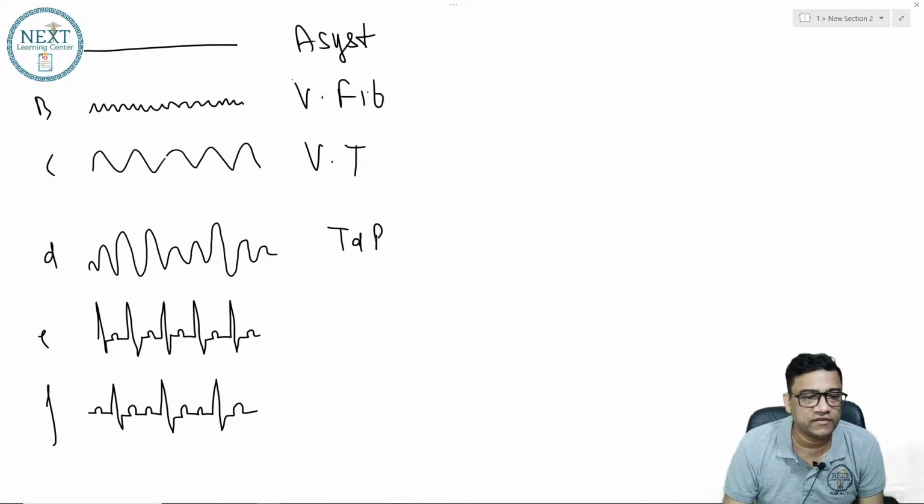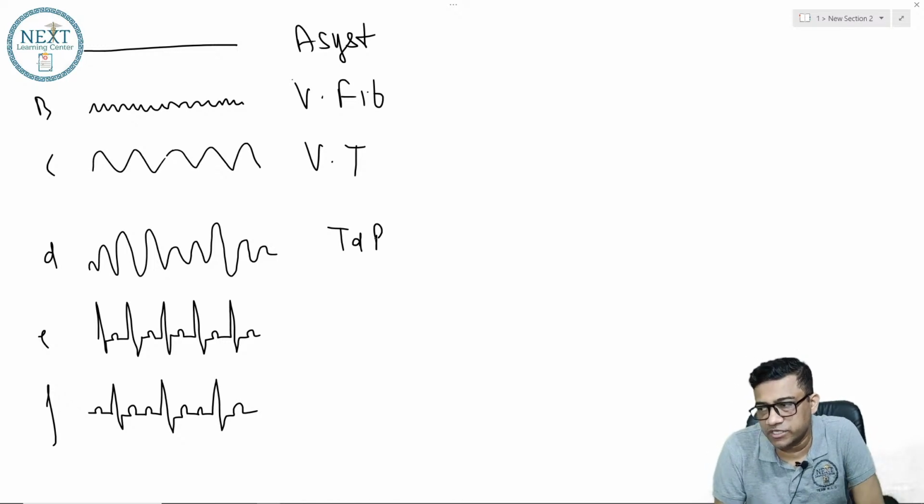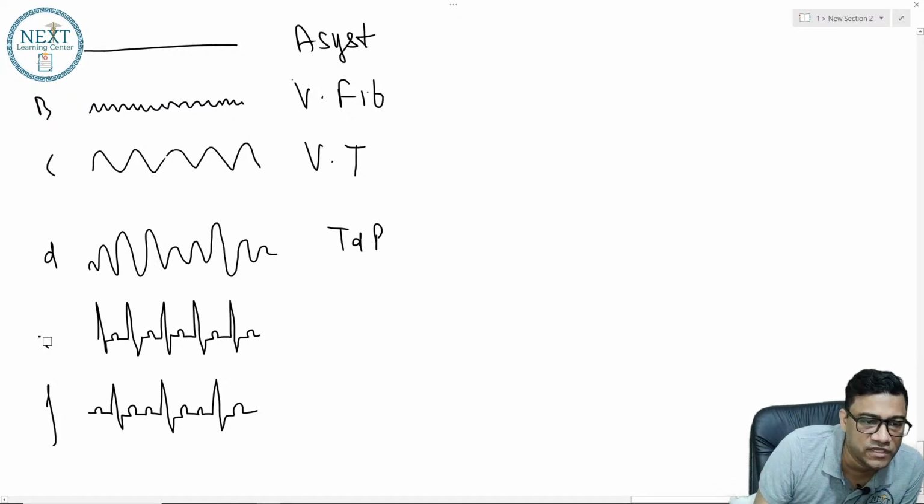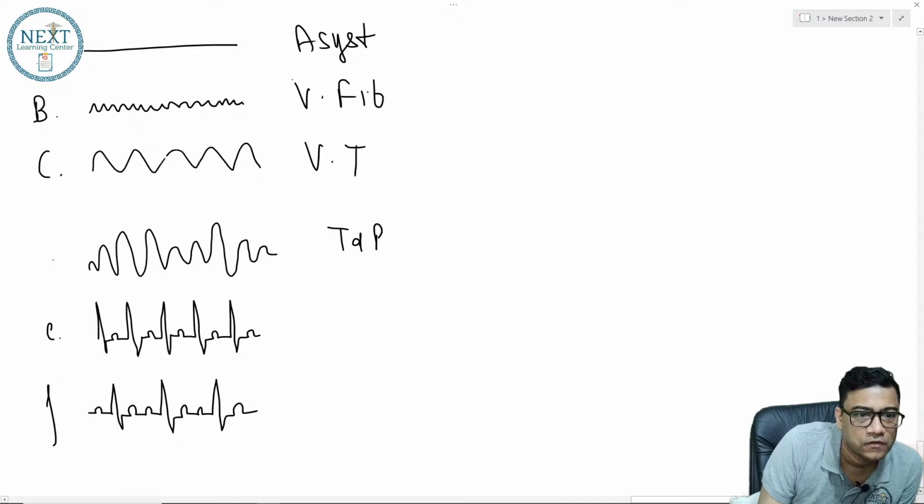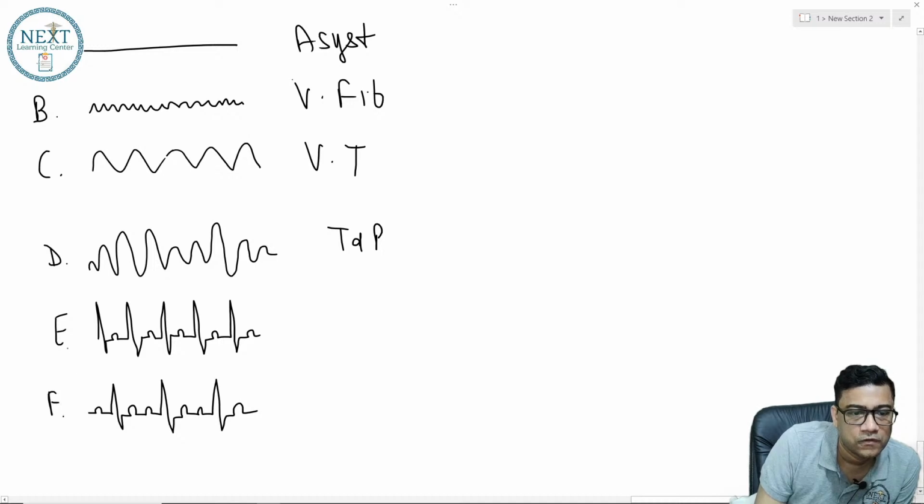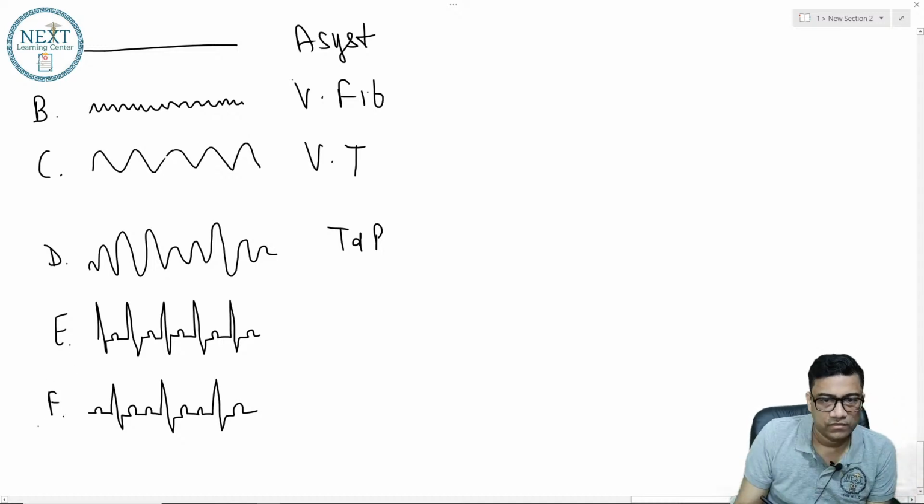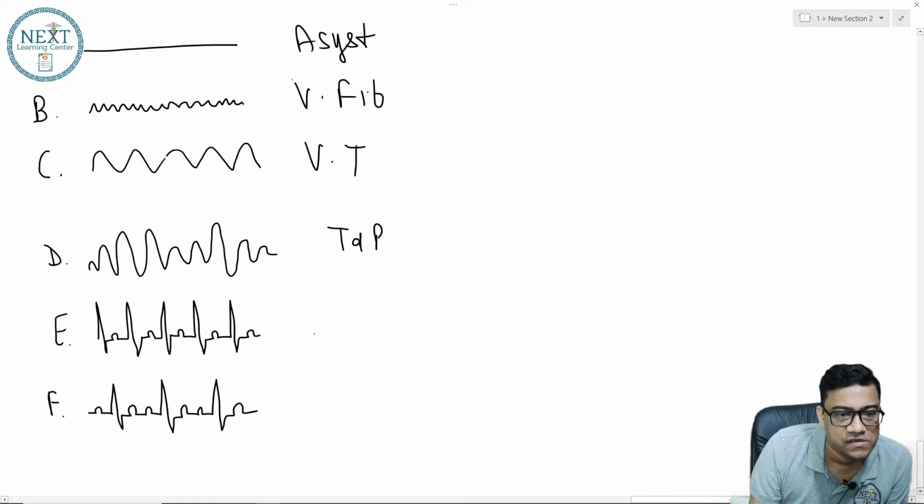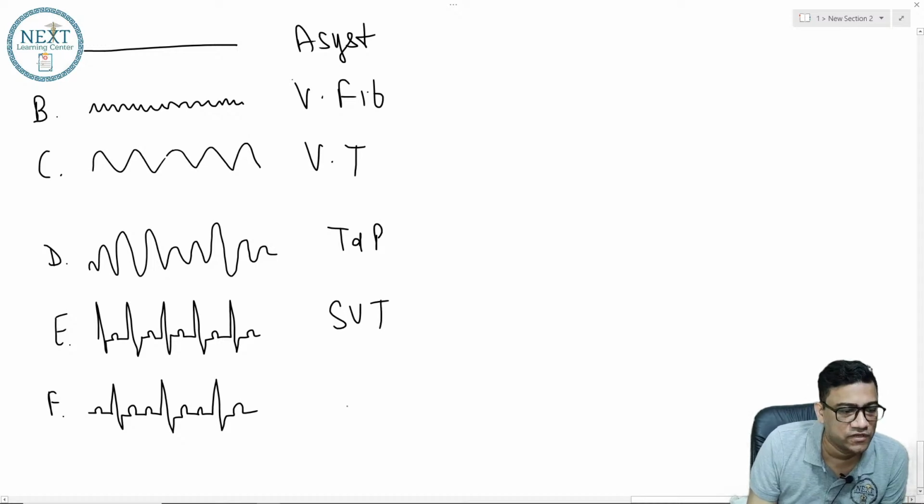What is E? Anyone? E is, yeah, roller coaster. Yes, you're right. It's roller coaster. This is which one? E. And F. What is F? Yes, SVT. Last one. Last one.